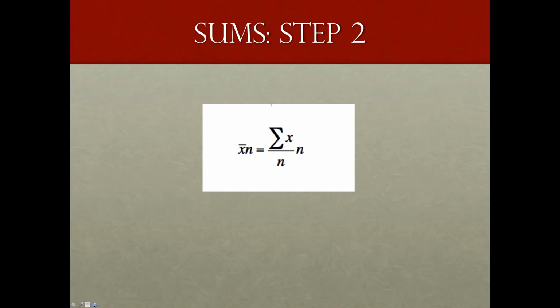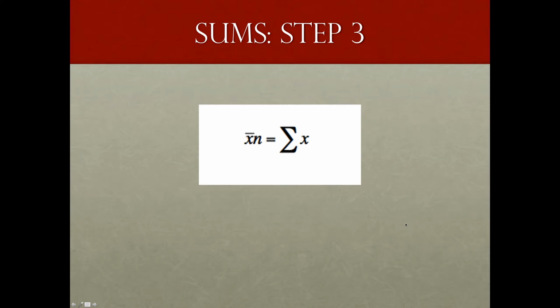Now, if we multiply both sides by n, on the left-hand side we just get that the sample mean is x bar times n. And then on the right-hand side, we get the sum of scores divided by n times n. Now, you probably know what's coming next. Since n cannot be 0, we can multiply by n on both sides, and these n's on the right-hand side will cancel, giving us step number 3.